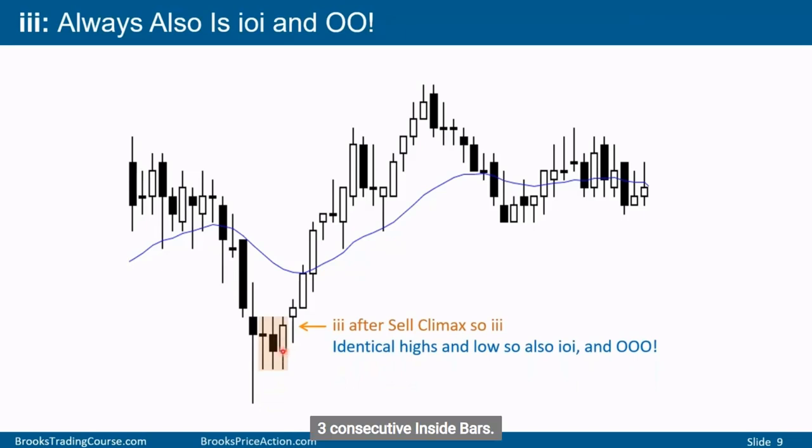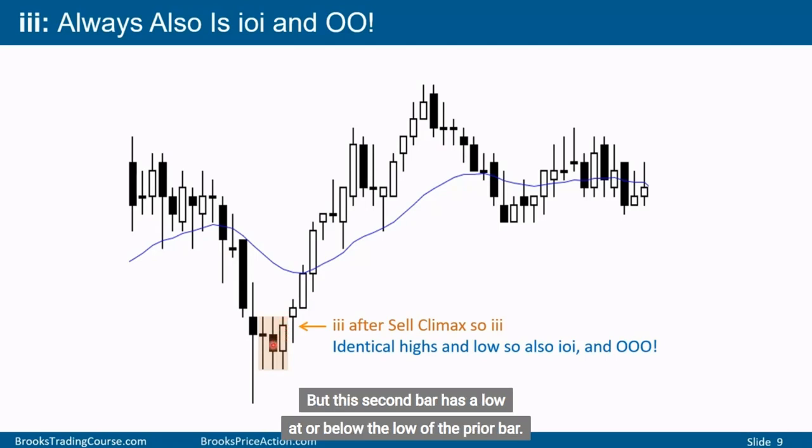Three consecutive inside bars. Now, the lows are identical on all three bars. The highs are identical on all three bars. It's an II here, now it's an III, but this second bar has a low at or below the low of the prior bar. It has a high at or above the high of the prior bar, and therefore it's an outside bar. Therefore, in addition to this being III, it's also IOI.